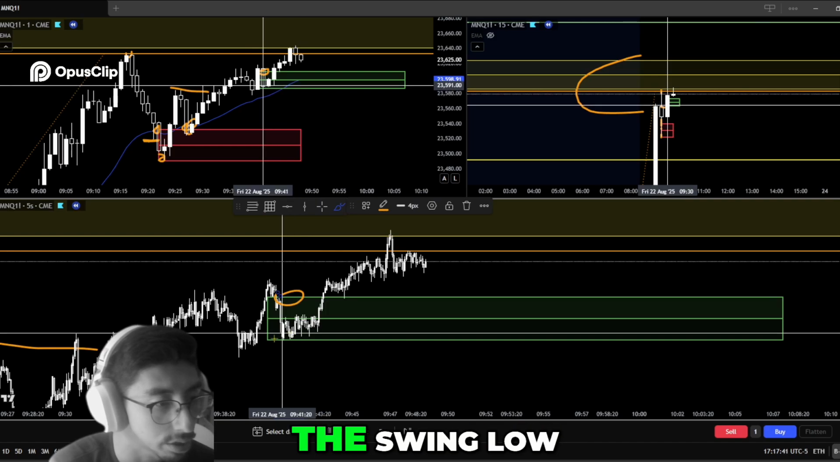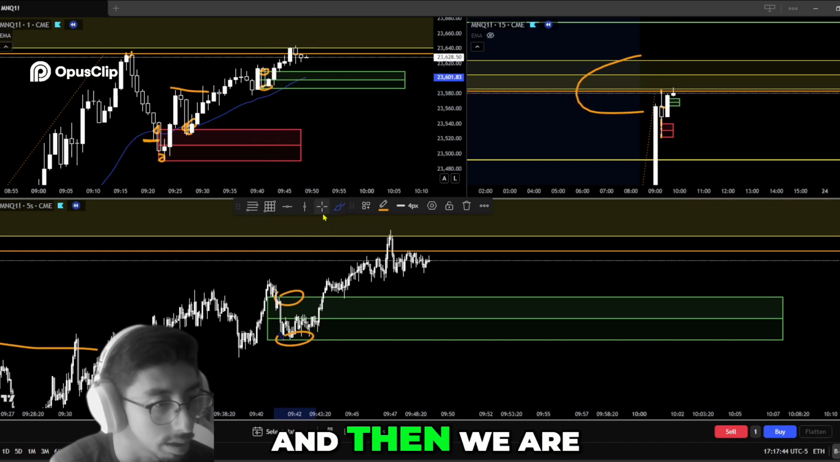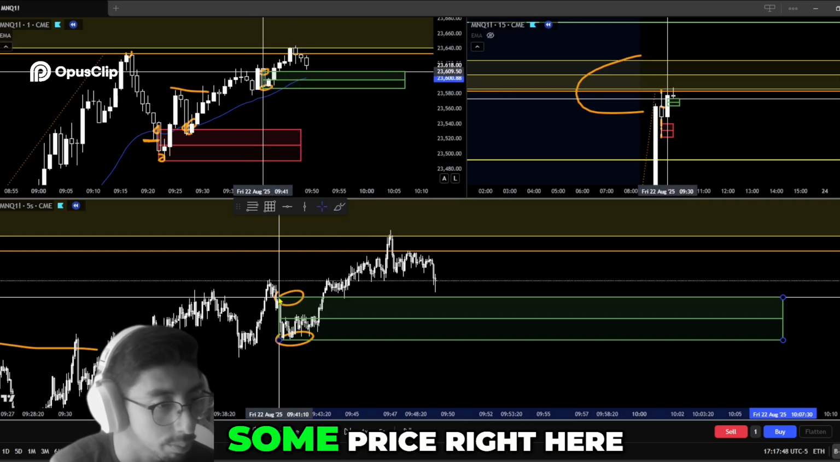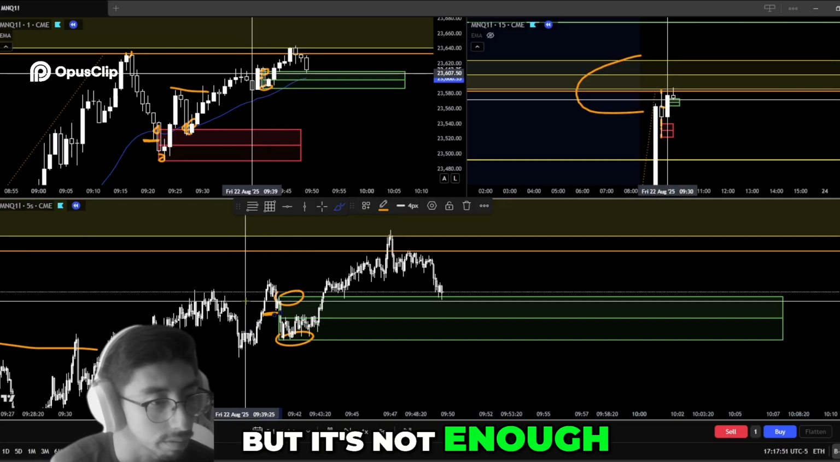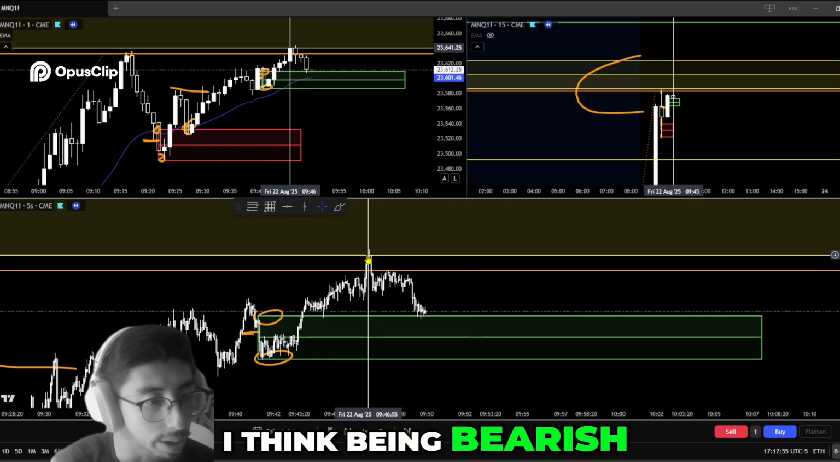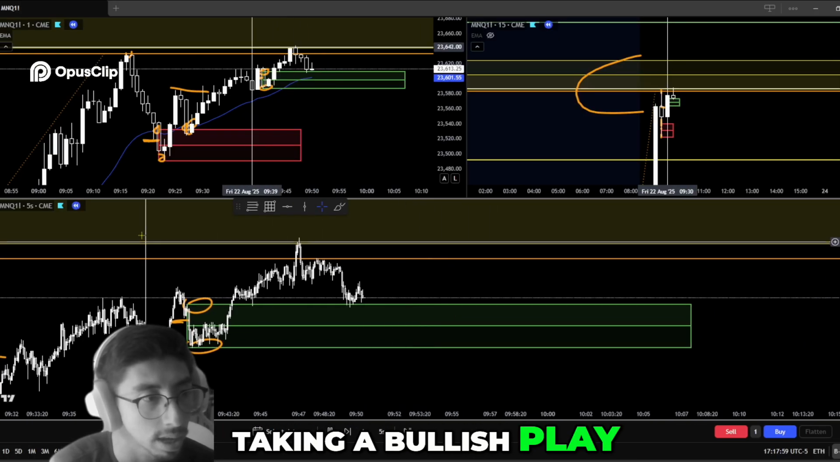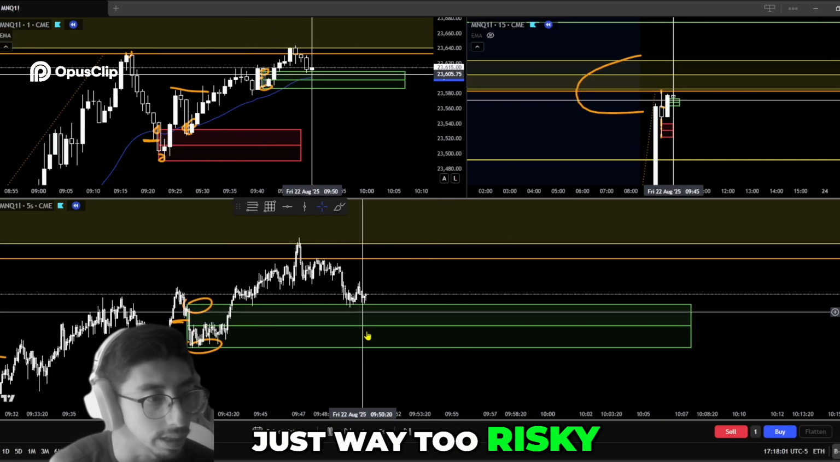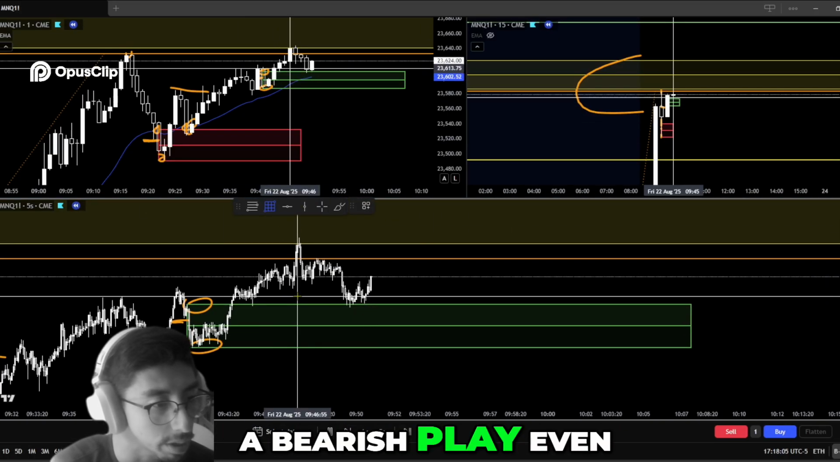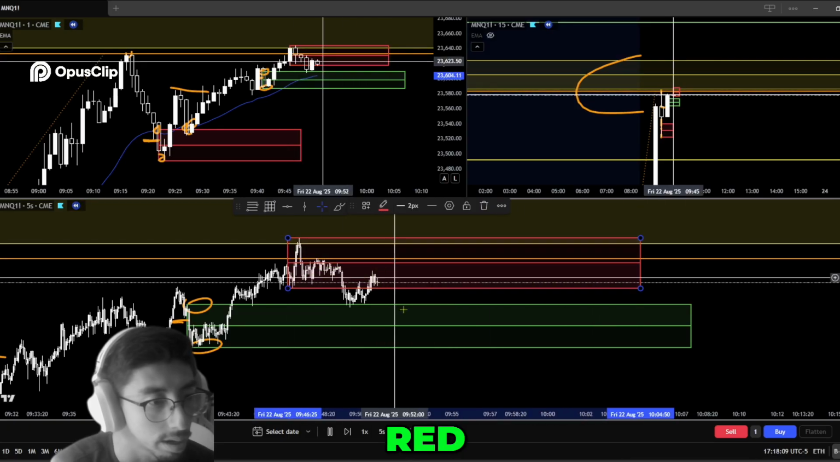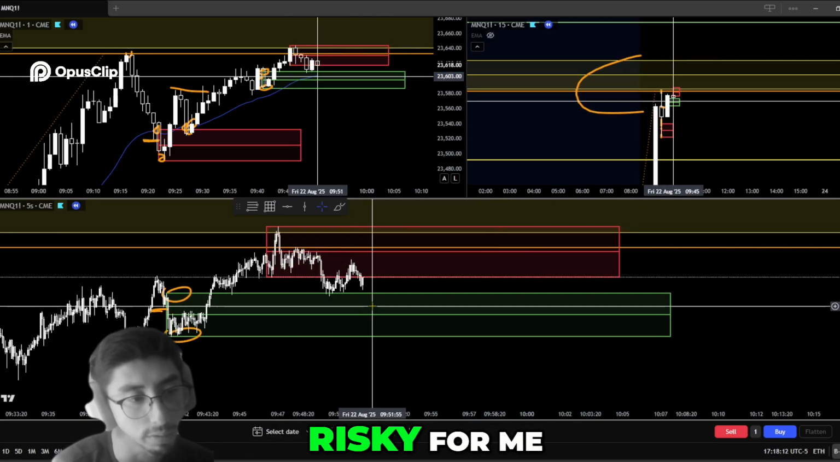But you can see the swing high, the swing low, and then we are sweeping some price right here, but it's not enough. I think being bearish makes more sense right now, and not taking a bullish play. I think this is just way too risky. Yeah, and I even see a bearish play forming right here, red. So this green zone is just way too risky for me.